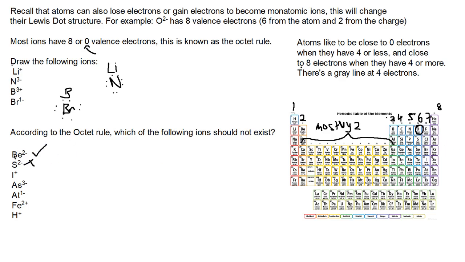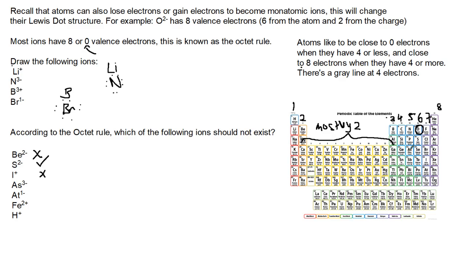Actually, wait, I confused myself with my own notation. Beryllium should not exist because it has to gain 2 electrons to become stable. Silicon exists. Iodine does not exist because it has to lose an electron, not gain an electron, right? Yeah, iodine does not exist because it has to gain an electron, not lose an electron. I mean, this stuff might be a little bit confusing to you. Ask me a question if it is confusing.